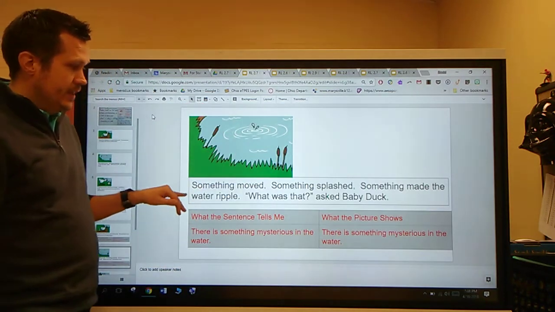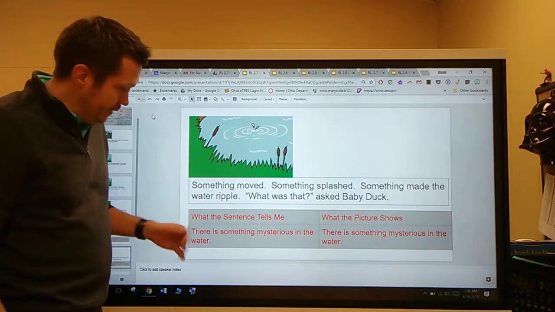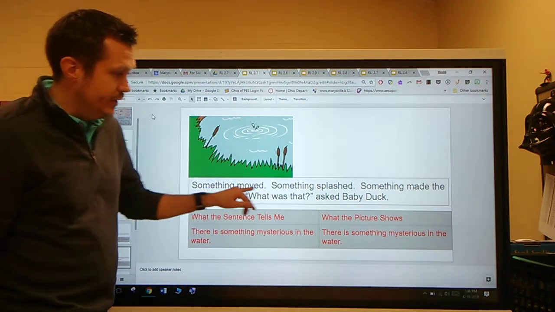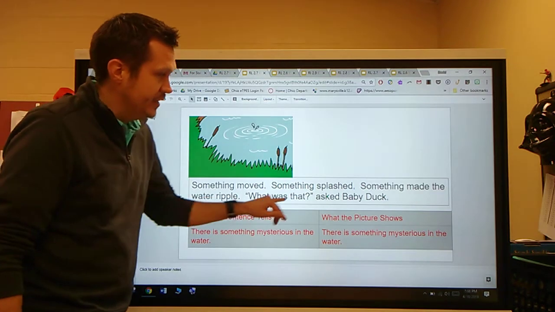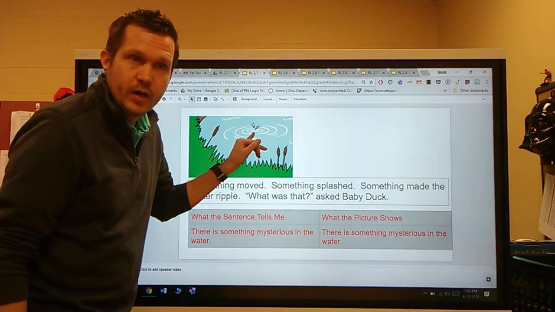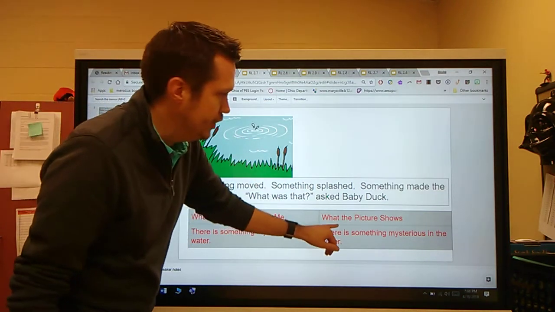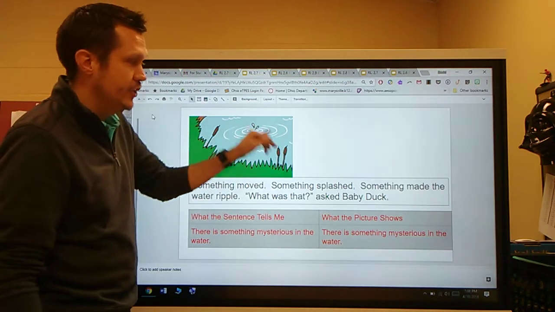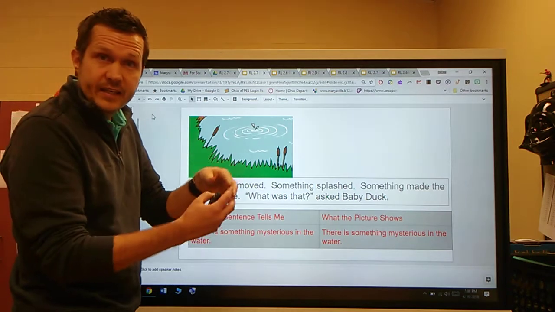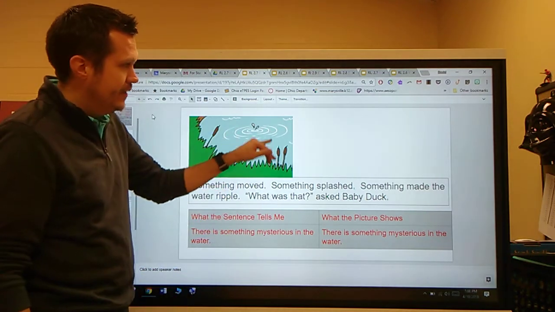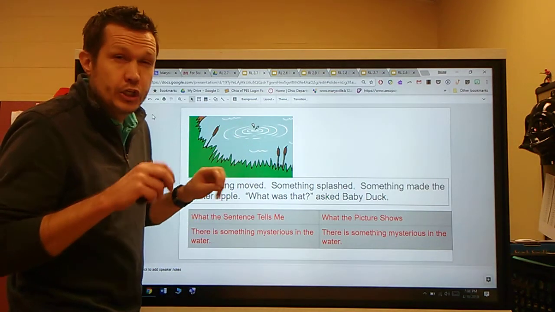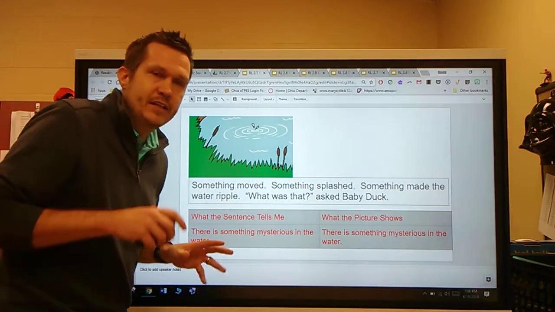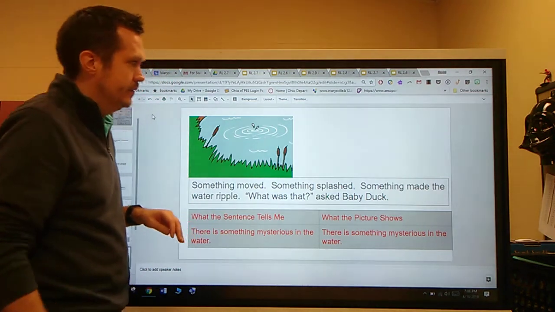Let's look at the next one. What does the sentence tell me? Well, it's telling me there is something mysterious in the water. When I read these words, that makes me think that there's something mysterious in the water. And now when I look at the picture, it tells me that there's something mysterious in the water. So the picture and the words are saying the same thing. This makes me think that something is lurking under the water. The words are doing that too. It gets me a little scared, just like Baby Duck.